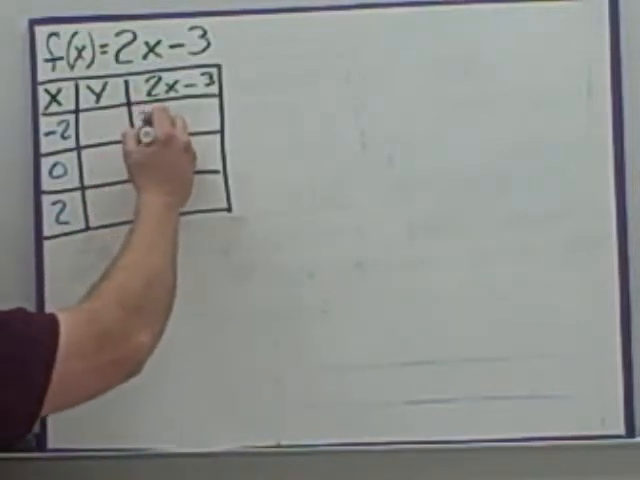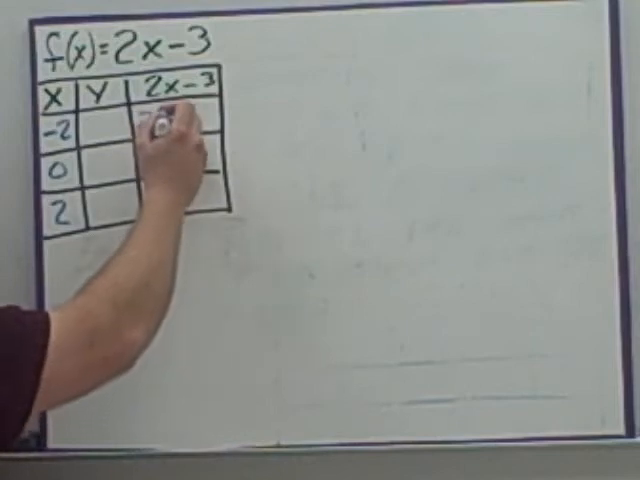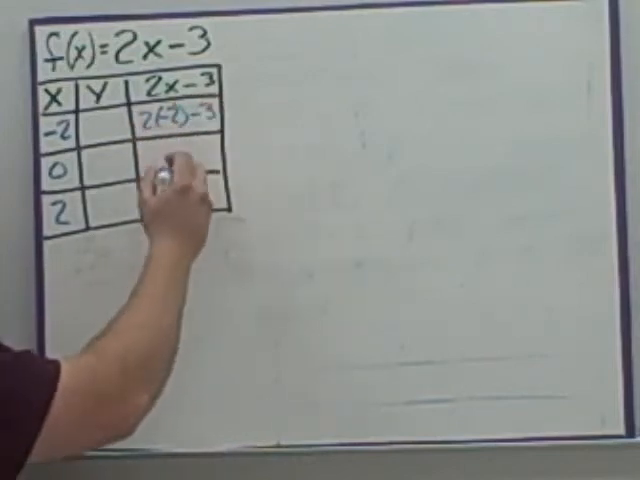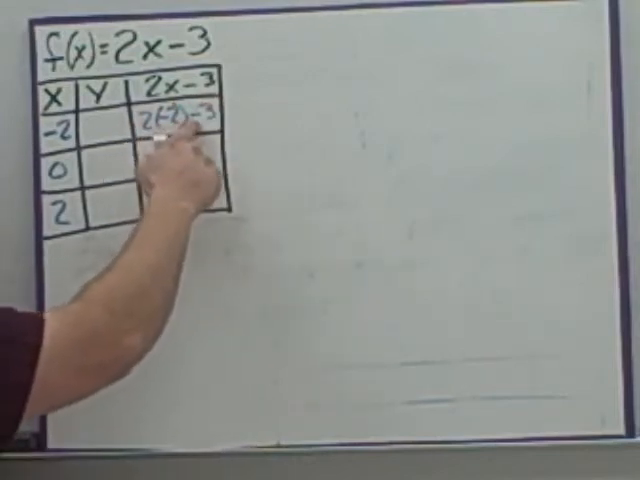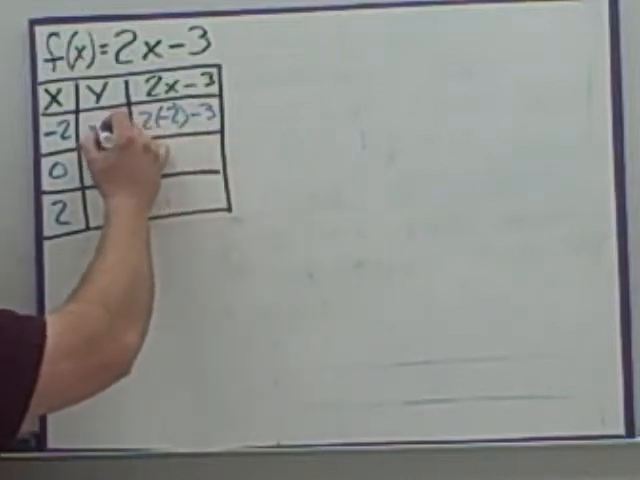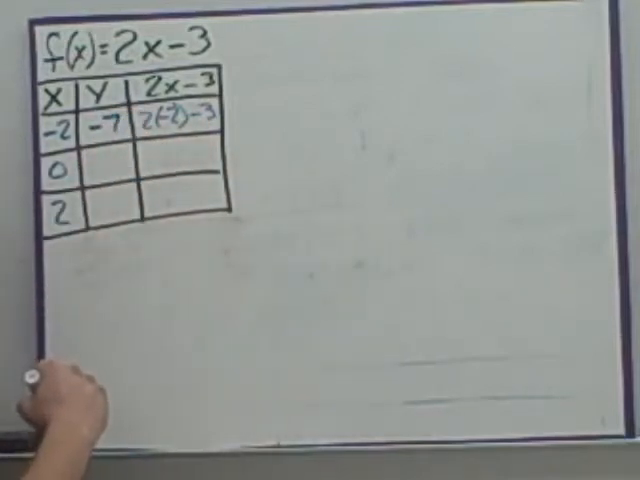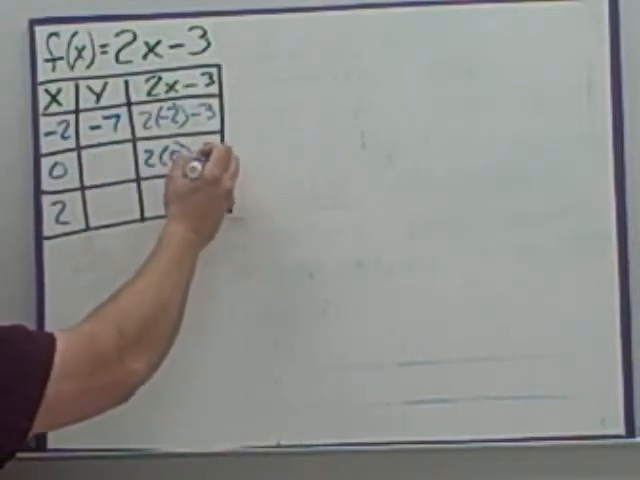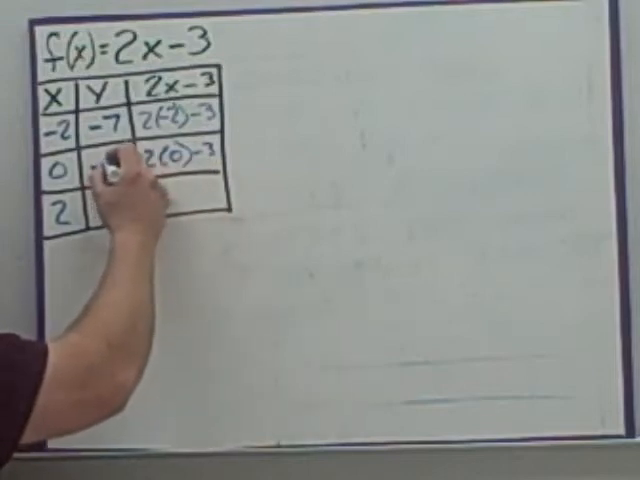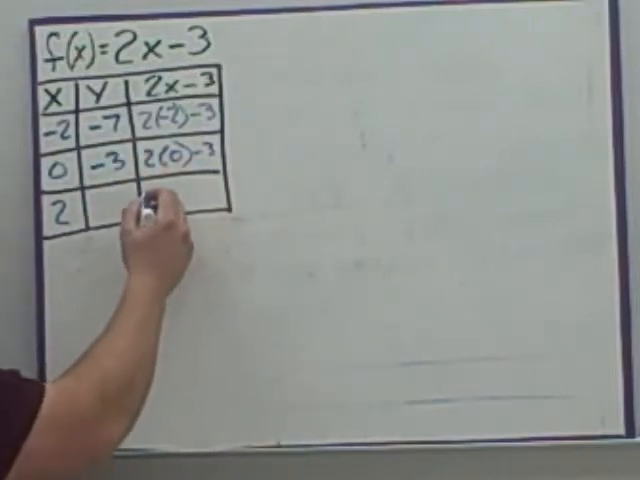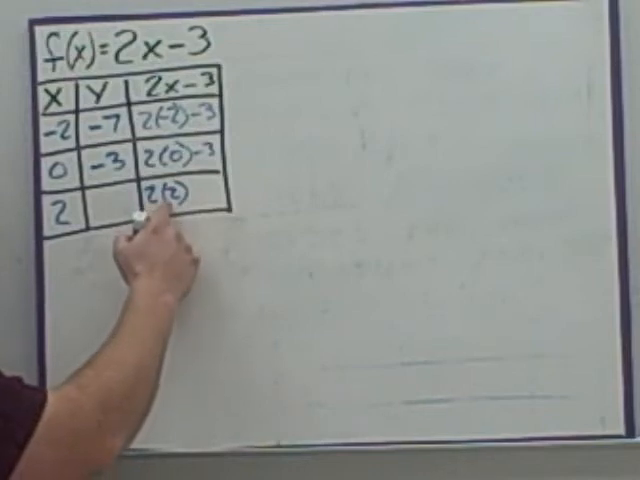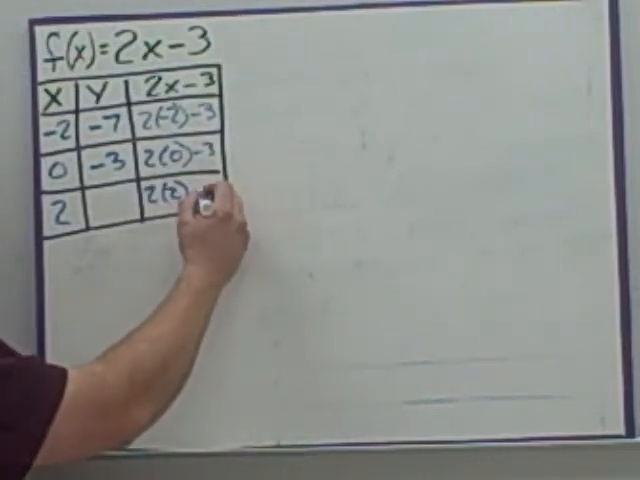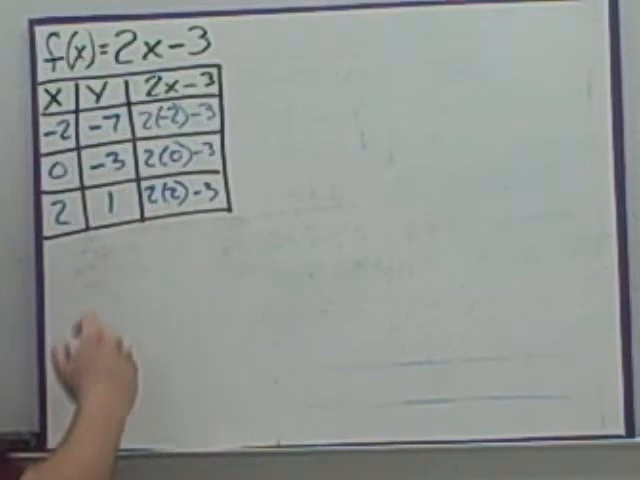Now I'm going to plug those into my expression. I have 2 times negative 2, which is going to give me negative 4. Negative 4 minus 3 is going to give me negative 7. Then I'm going to plug in 0. 2 times 0 minus 3, well, that's 0 minus 3, which is minus 3. Then I plug in 2. 2 times 2 is 4. Minus 3 gives me 1. So here are my 3 points to work with to graph.